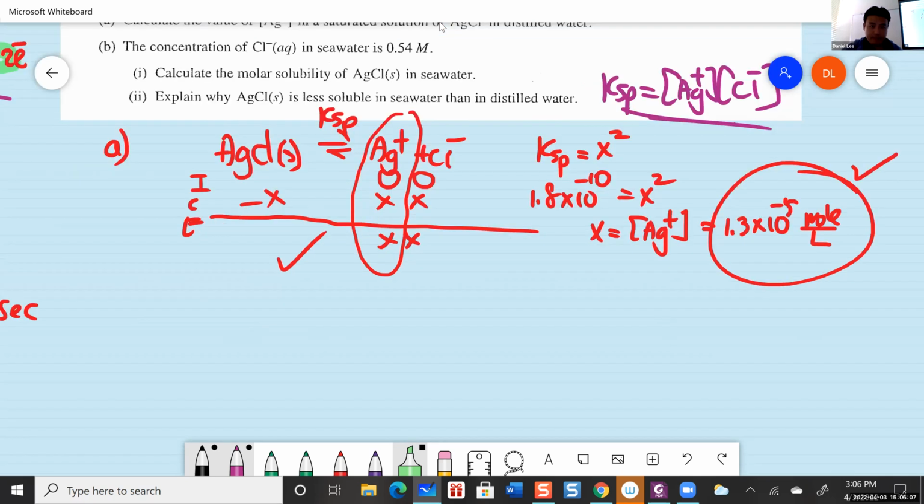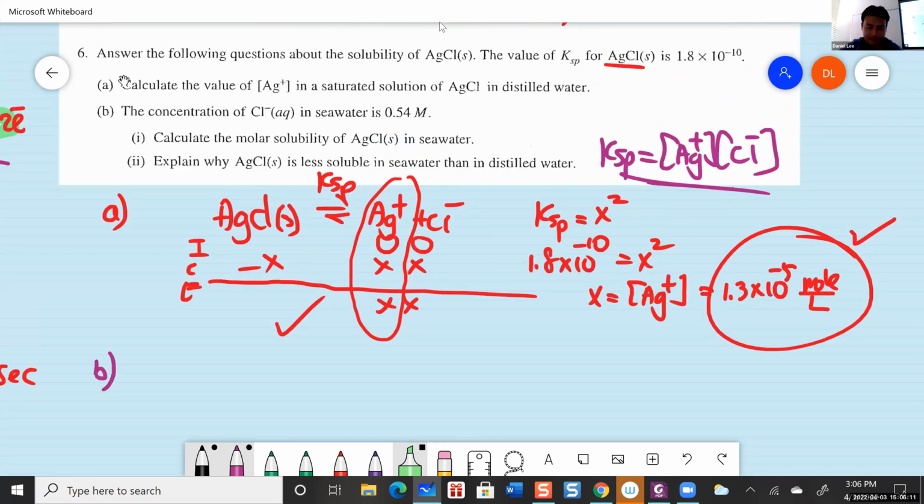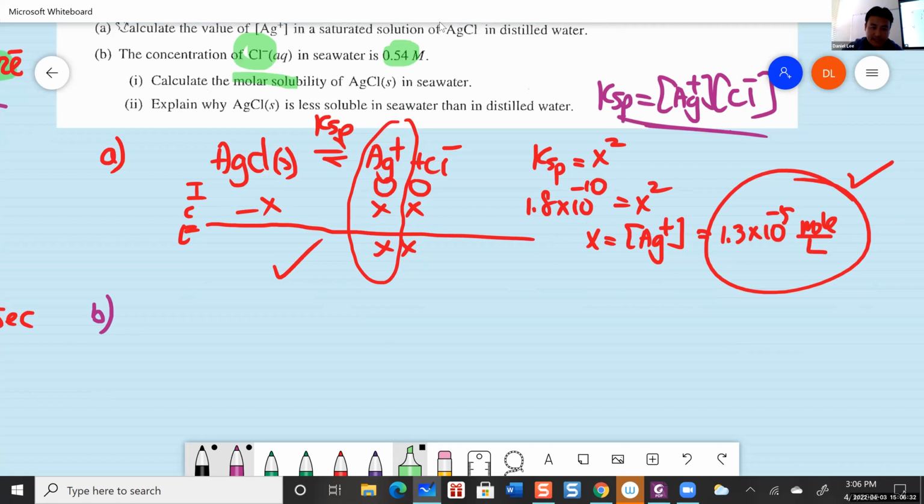Okay, part B. So part A is the molar solubility of silver chloride in water. However, part B is not in water. Part B says, what if it is in seawater where Cl minus is 0.54? What would be the X? So this is common ion effect. You just do your icebox instead of putting 0, 0.